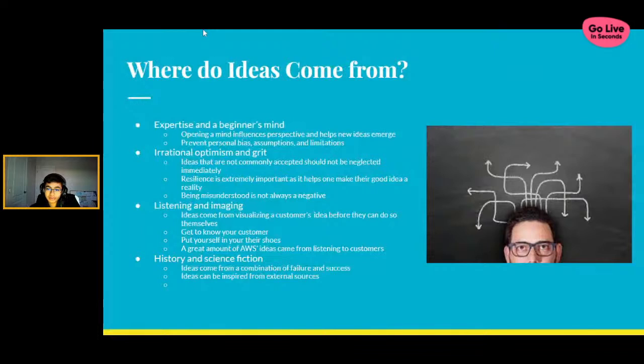Where do ideas come from? Ideas come from a variety of places, including an expertise and a beginner's mind. Opening a mind influences perspective and helps new ideas emerge. This also prevents any personal bias, assumptions, and limitations from getting in the way.